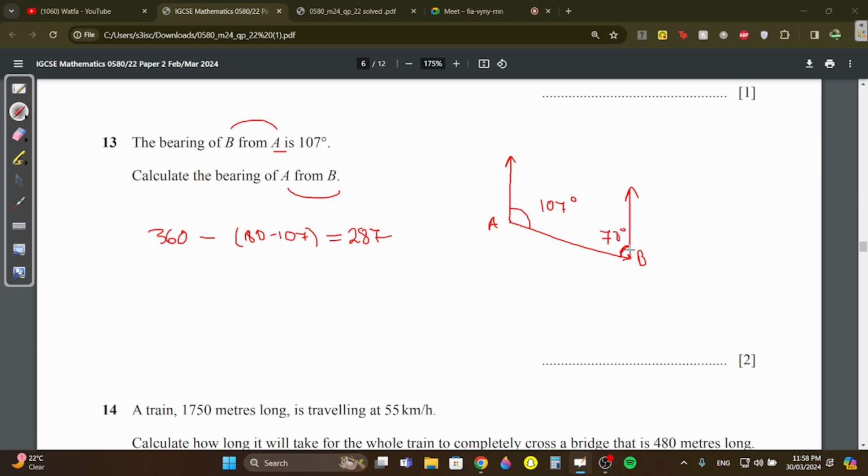So don't say the bearing is 73 degrees, because the bearing starts from the north and it goes clockwise. It's not anti-clockwise, it's clockwise. So you need this angle over here, and obviously this angle will just be 360 minus 73, which is 287. So you can say 287 degrees is your bearing, or you can just use the formula, but I just drew this to help visualize it for you.